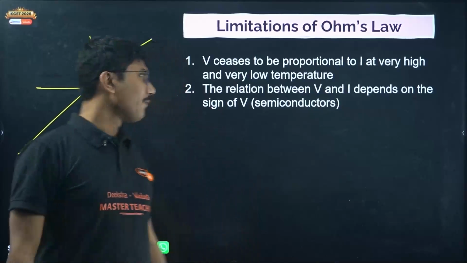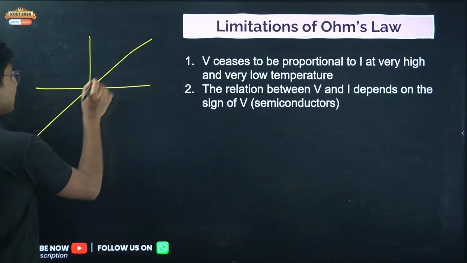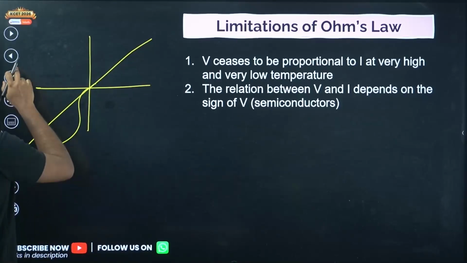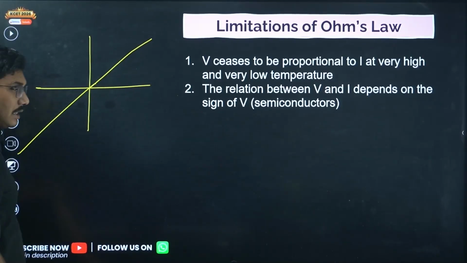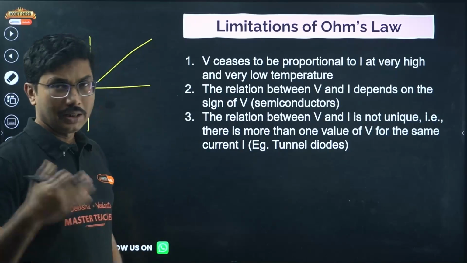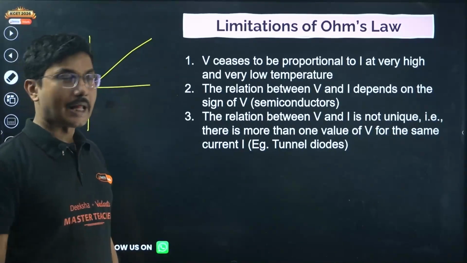But suppose you are getting a graph like this for positive, but for negative you are getting a graph like this, then definitely it is not an ohmic conductor. So the sign of V is immaterial for Ohm's law. But for semiconductors, that is not valid.